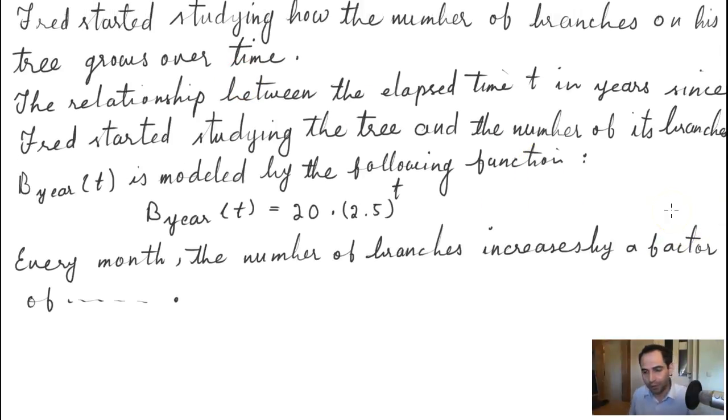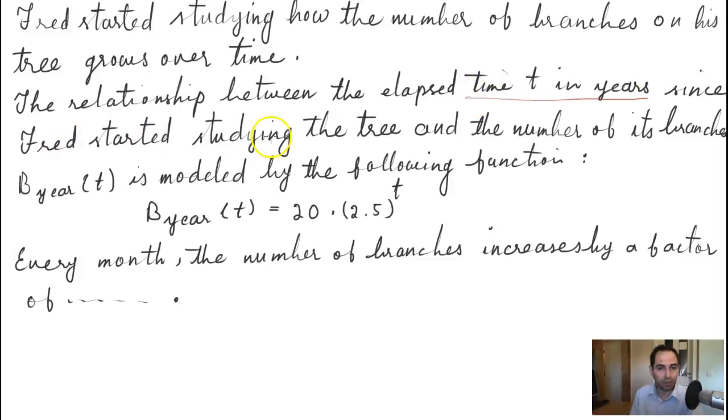In this example we have another great example from the Khan Academy, and the question is, Fred started studying how the number of branches on his tree grows over time. So it's about growth, and it's about growing the number of the branches of a tree. So the relationship between the elapsed time in years, time t in years.